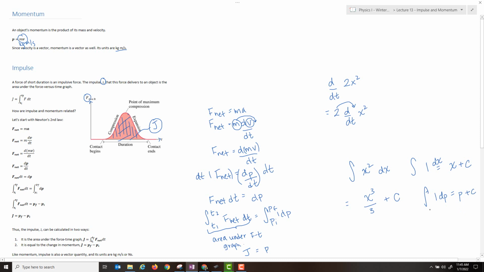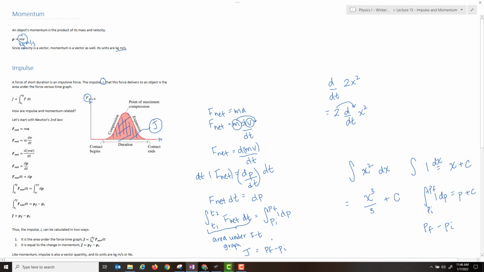Okay, but now what happens if you have these lower and upper bounds here? If I have p initial and p final, that means I have to take my p initial and p final and plug them into my p here. So I have p final minus p initial, and I don't need to put in my constant because when I subtract, they just cancel out. So when I take my integral of dp from p initial to p final, I just get p final minus p initial. All right, and so that's the same thing as just saying that J is equal to the change in momentum.